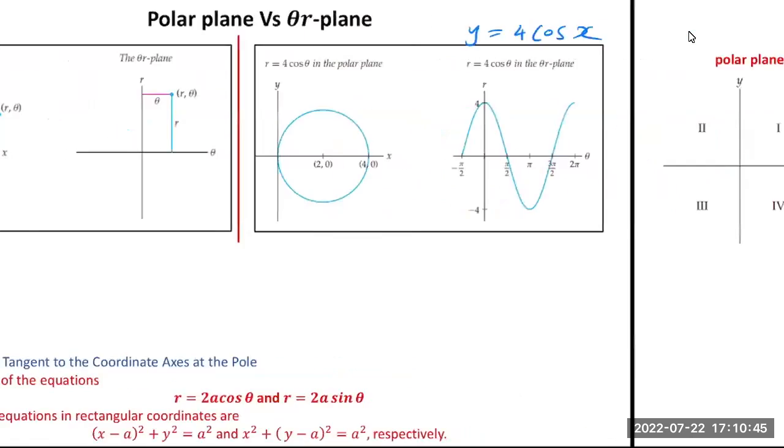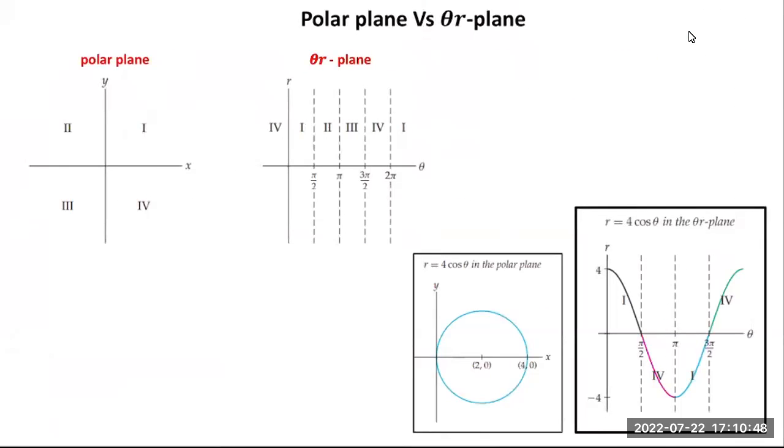All right, let's move on. Now let me identify quadrants in the polar plane and theta-r plane. Remember, this is the first quadrant on the polar plane. This is always the first quadrant, that means angles between 0 and pi over 2. And then this is the second quadrant, those are the angles between pi over 2 and pi. And then this is the third quadrant, angles between pi and 3 pi over 2. And these are angles between 3 pi over 2 and 2 pi. That's the fourth quadrant.